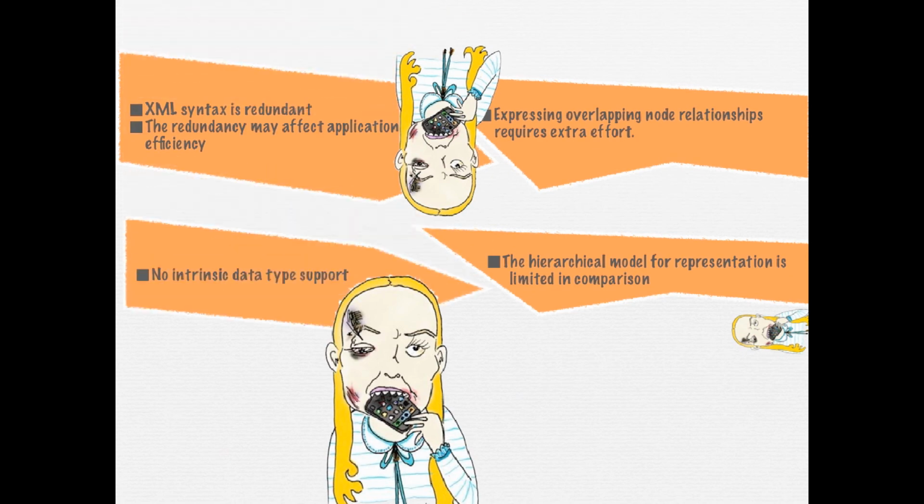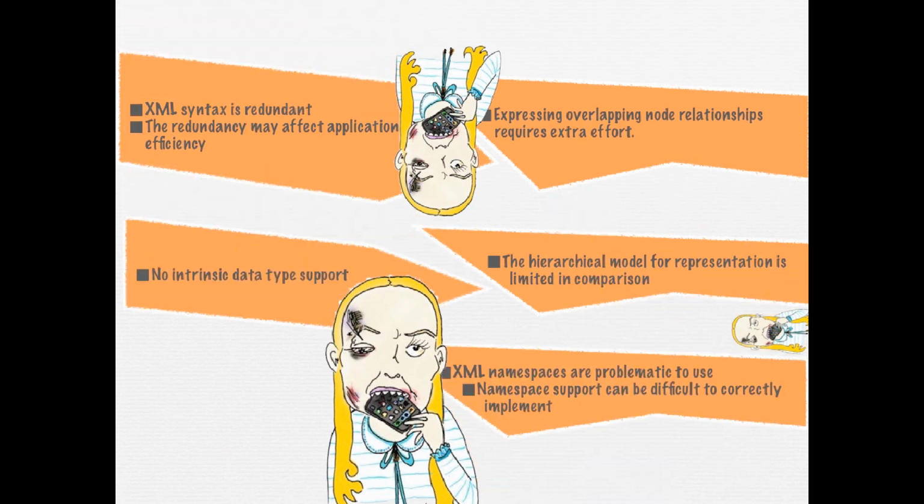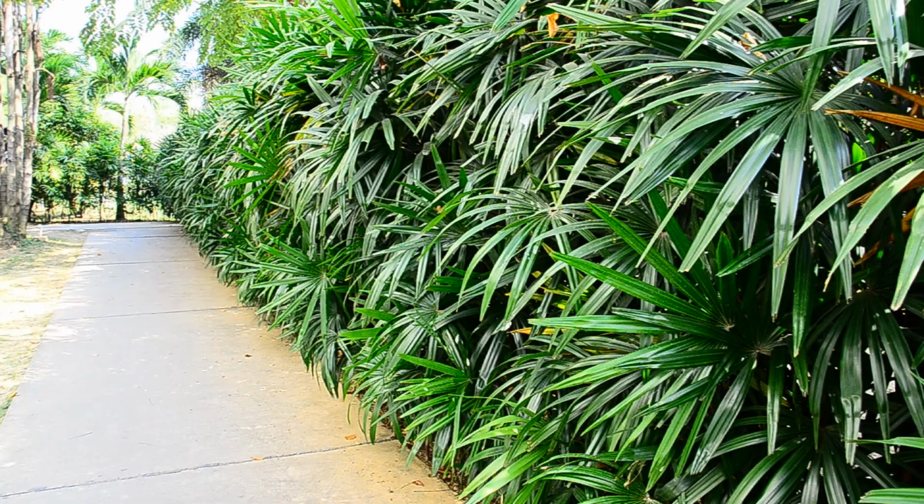Fourth, no intrinsic data type support. Fifth, XML namespaces are problematic to use. Namespace support can be difficult to correctly implement in an XML parser. And last, XML syntax is too verbose relative to other alternative text-based data transmission formats.